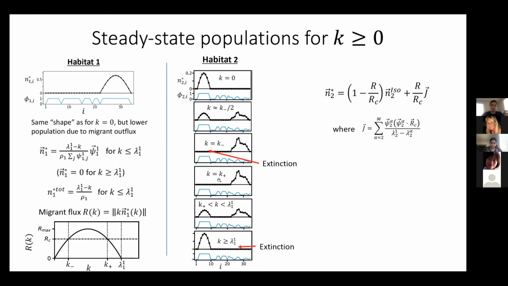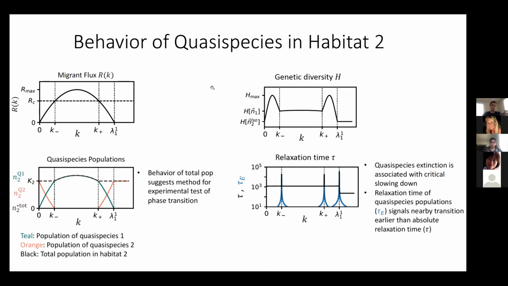So at k plus, the population in habitat 2 here looks the same as it did at k minus. And as we increase k further, you get a reemergence of the coexistence between the two quasi-species. And eventually the other quasi-species, the one native to habitat 1, goes extinct. So this can be summarized in a few plots.